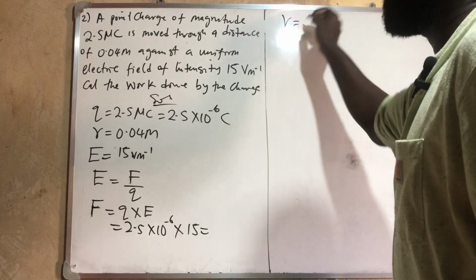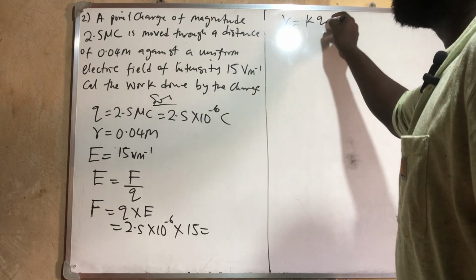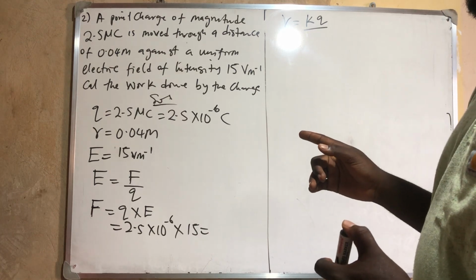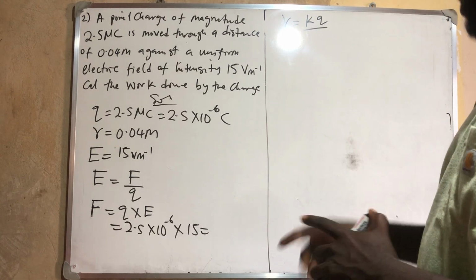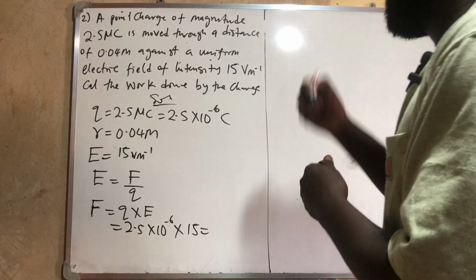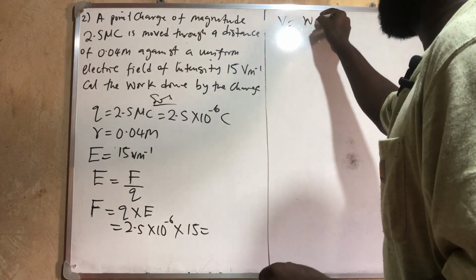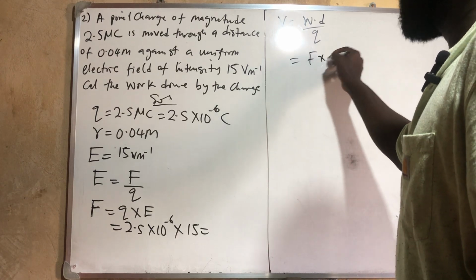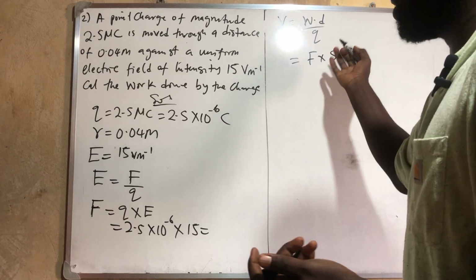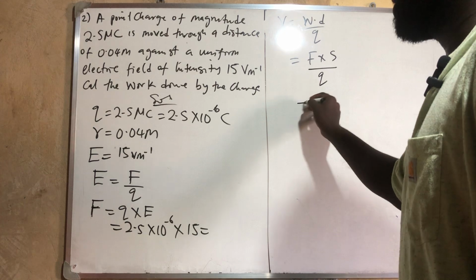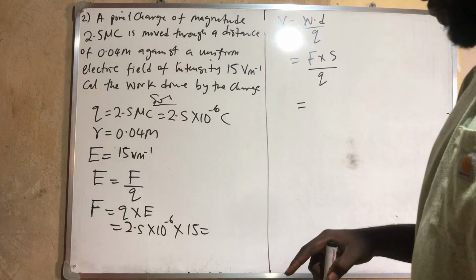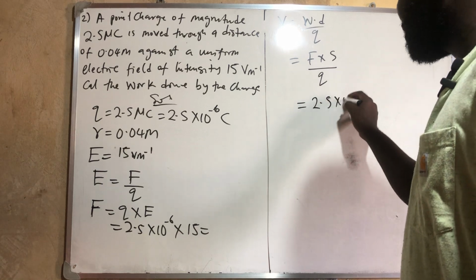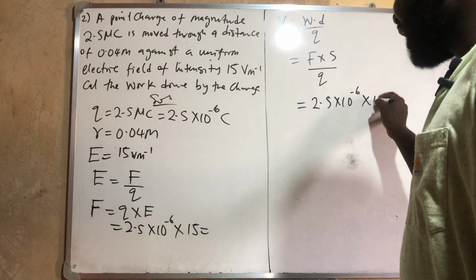But don't forget that your potential difference is what? In fact, work done per unit charge. That my V is equal to work done per unit charge. And what is work done? Force times distance is equal to work done. Is it not true? Then divided by my charge. What is my force? My force is all these things. So my force is 2.5 times 10 raised to power minus 6 times 15.